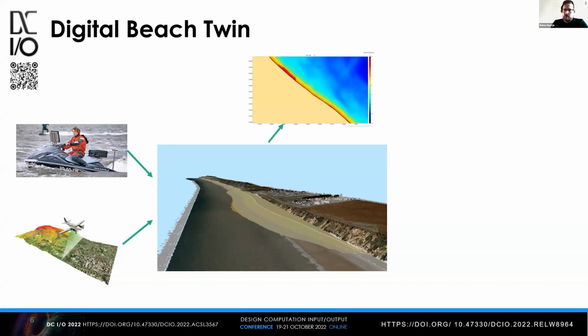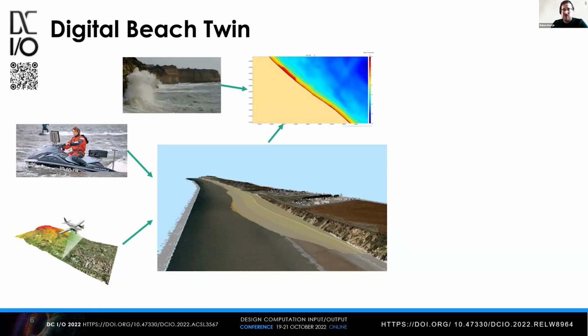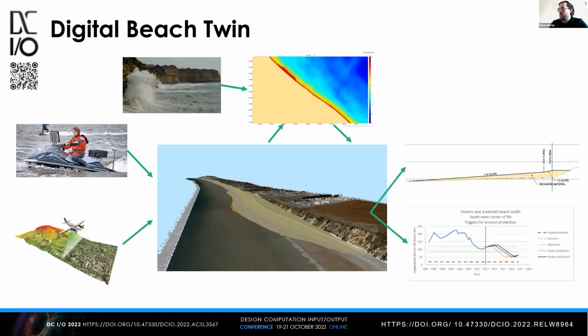With that data, we update the coastal model, so it's a physics-based model, and we update that with the data that we've got to decrease the uncertainty, to increase the accuracy, using actual hydrodynamics that have been measured along this coastline. And then we rerun that coastal model to update the future prediction of the coastline.